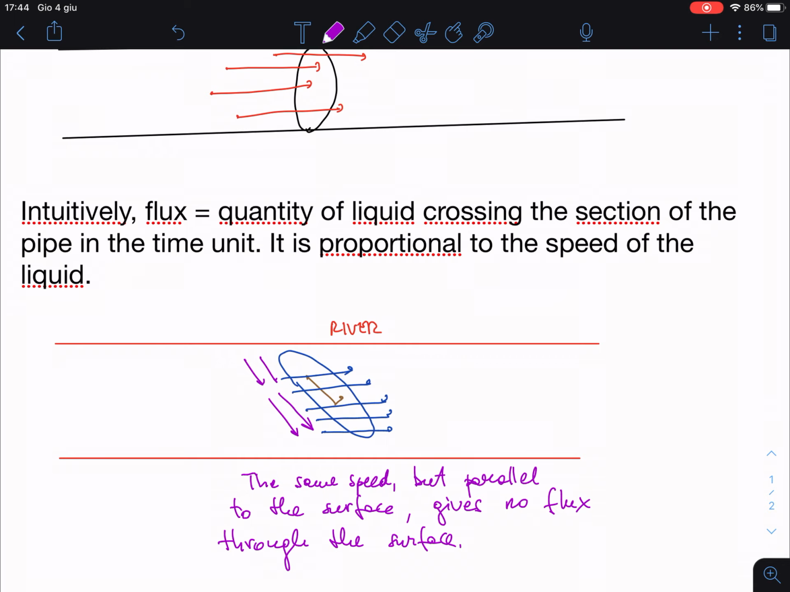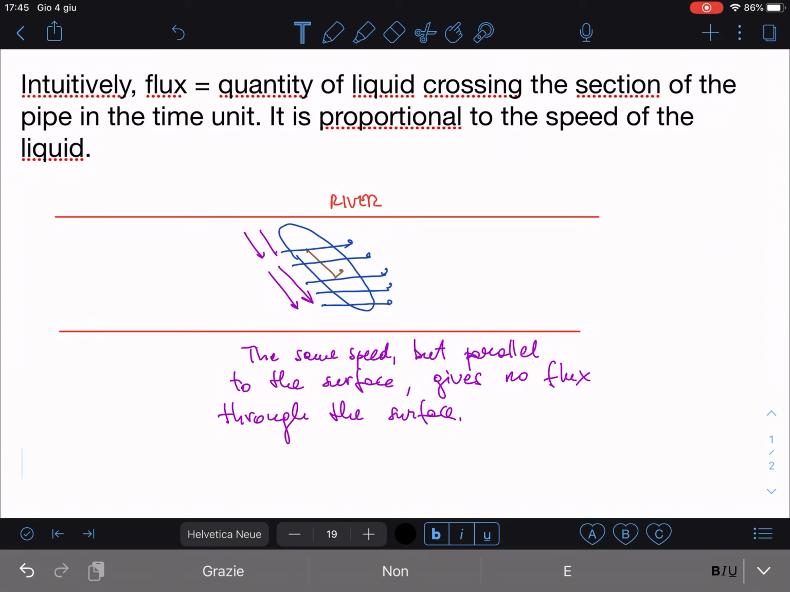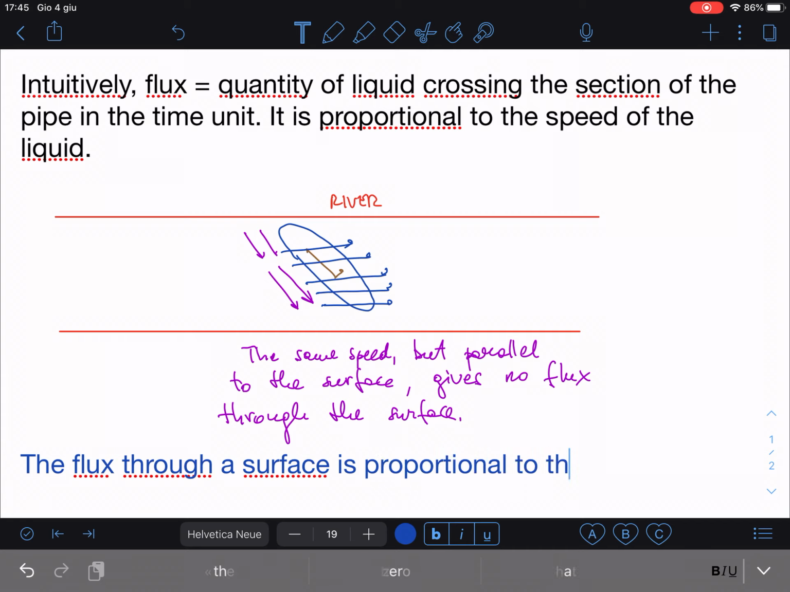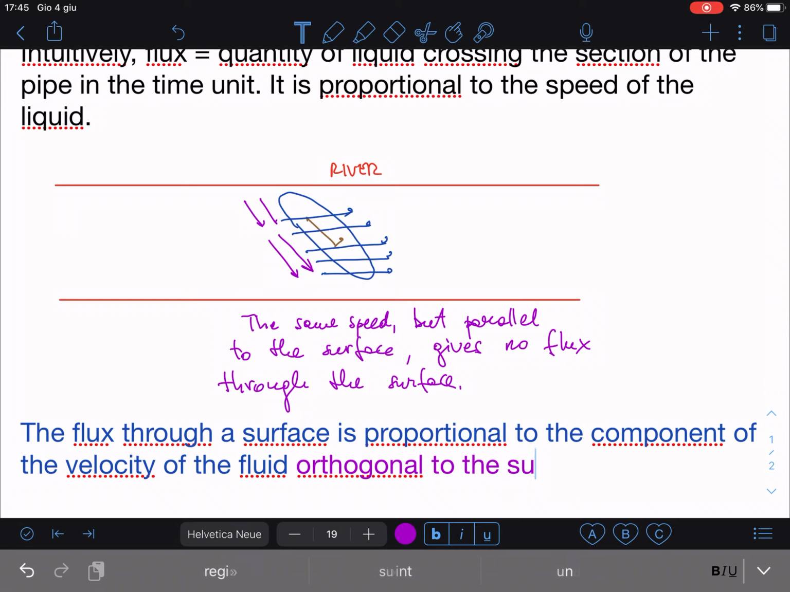This is very important to be understood, and so the message from this example is simply that the flux through a surface is proportional to the component of the velocity of the fluid, the component which is orthogonal to the surface. Okay, this is a very important notion.